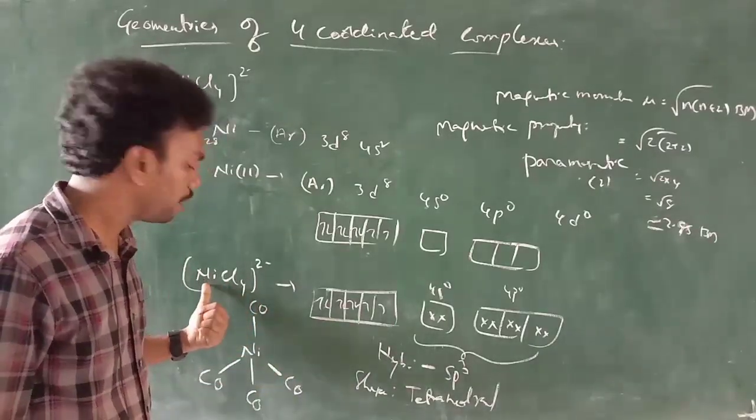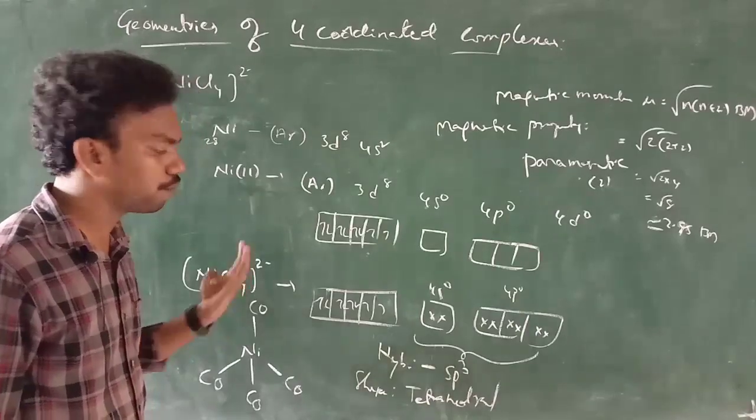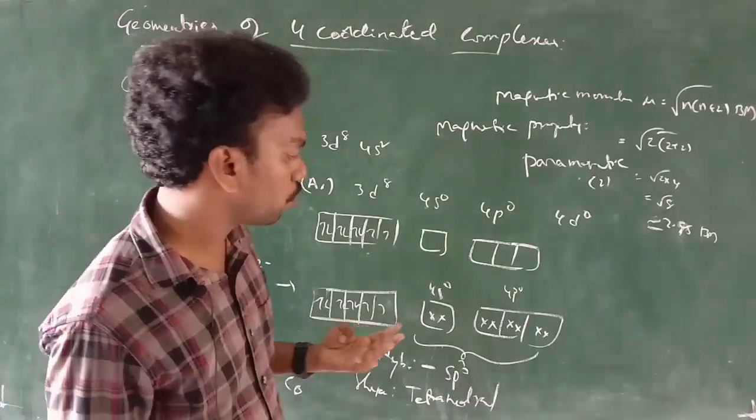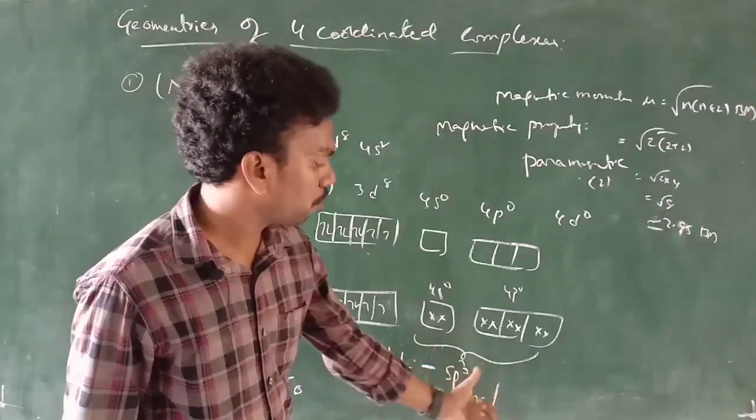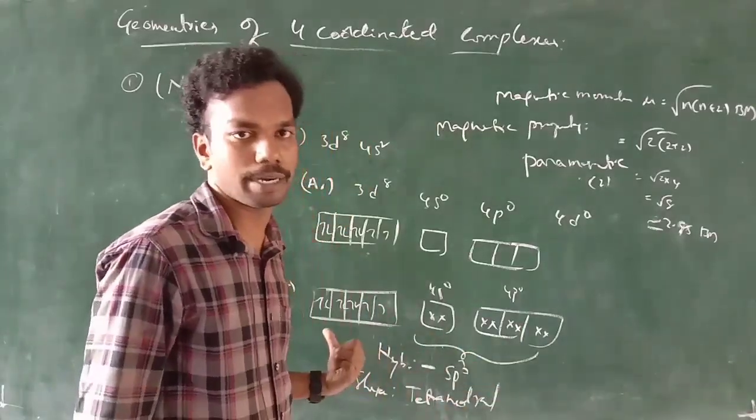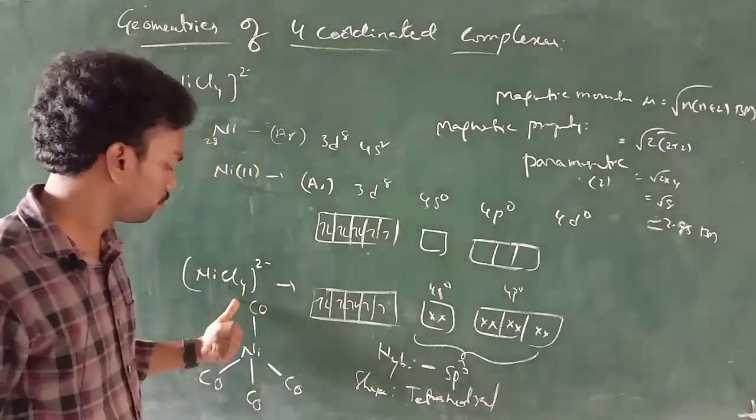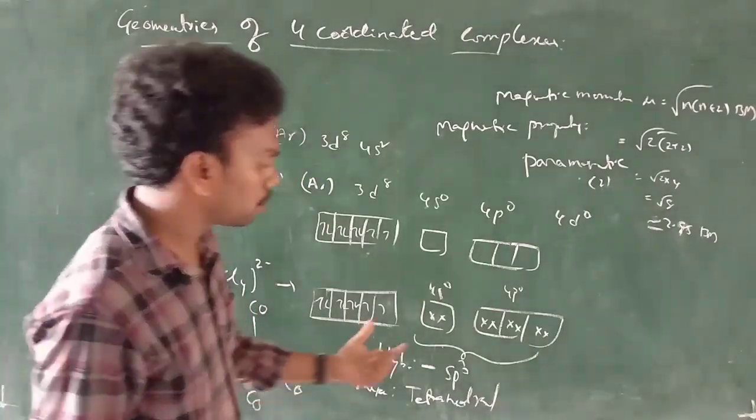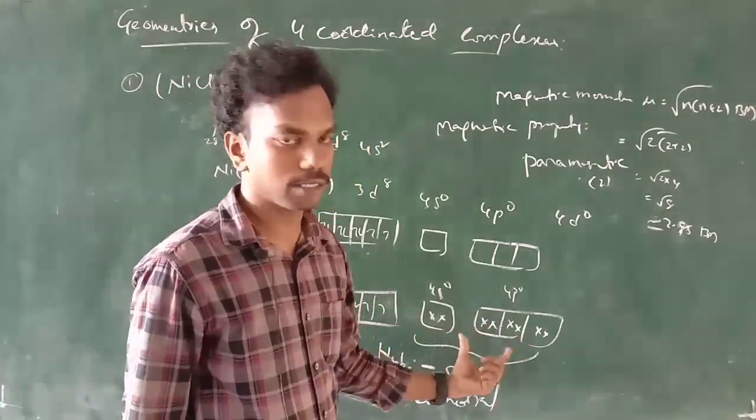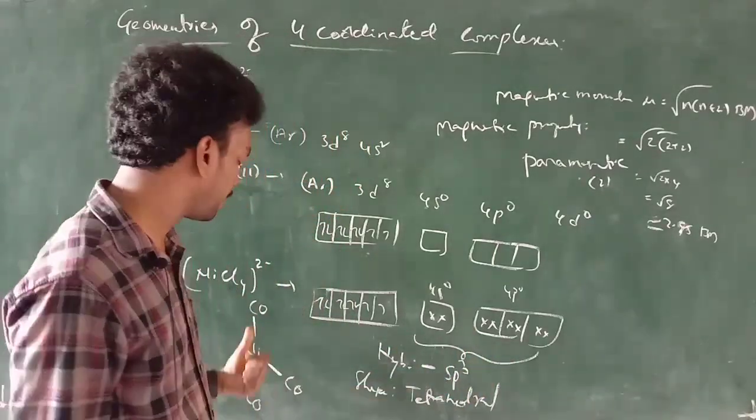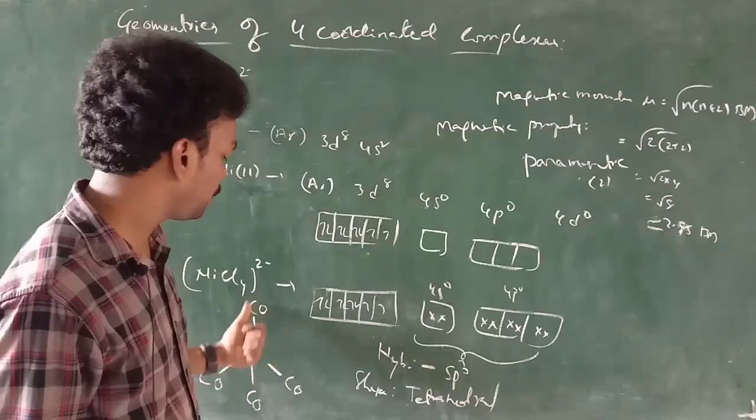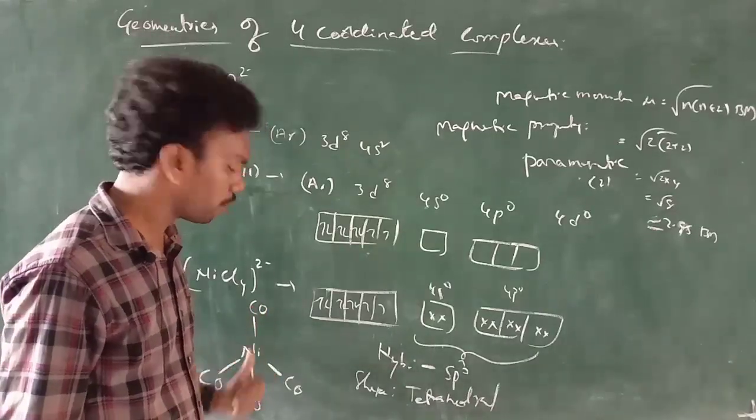So nickel needs 4 vacant orbitals. What are those 4 vacant orbitals? One s orbital and 3 p orbitals. The 4 chlorine atoms donate 4 lone pairs of electrons to the central metal atom, forming this type of bond. The one s orbital and 3 p orbitals mix together, which gives sp3 hybridization. These sp3 hybrid orbitals of the metal overlap with the orbitals of the ligand, forming coordinate covalent bonds.